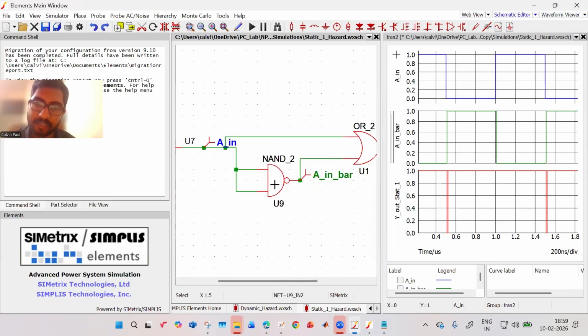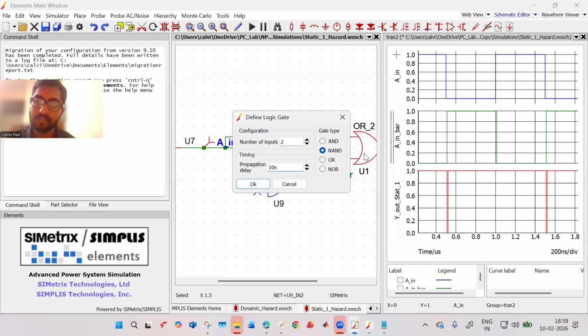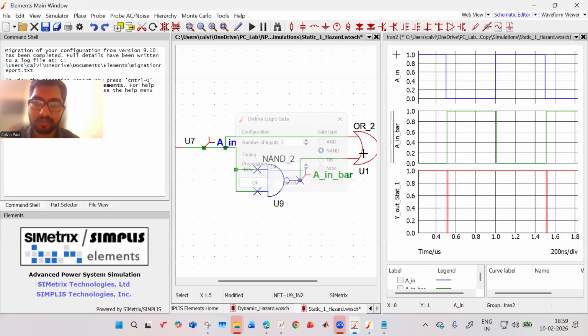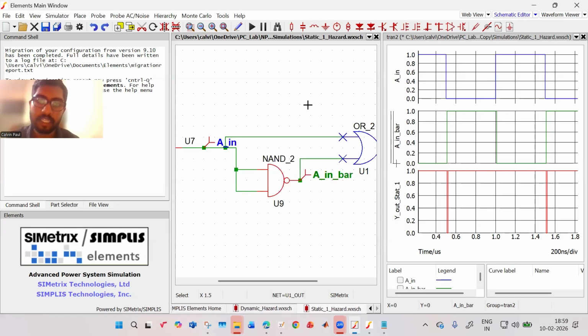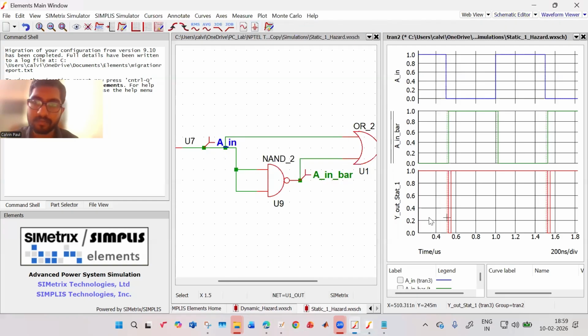Okay, so let me just add a simple point. Currently, the delay is 10 nanosecond. Let me make it 15 nanosecond, or not, let me make it 25 nanosecond. For the OR gate also, let me make the delay 25 nanosecond. Okay, and now let us run it.